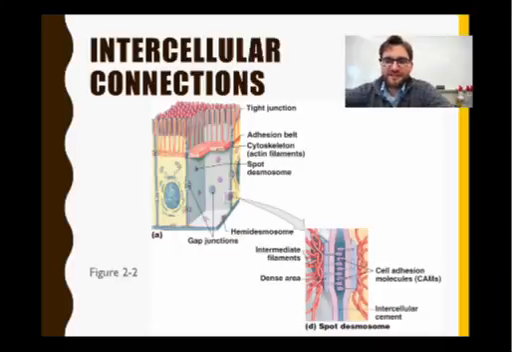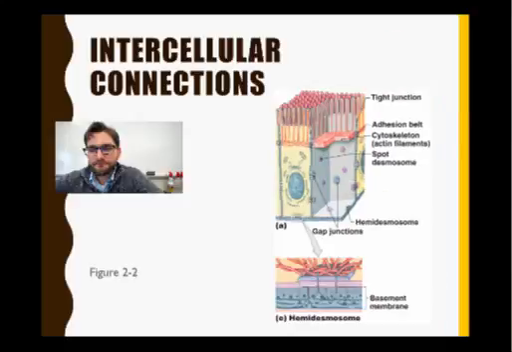This image shows a desmosome. There are two types of desmosomes, a spot desmosome and a hemidesmosome. So hemidesmosomes anchor the cell to the basement layer underneath. Spot desmosomes anchor cells to one another with cell adhesion molecules. Here is an image of a hemidesmosome anchoring the cell to the basement layer.